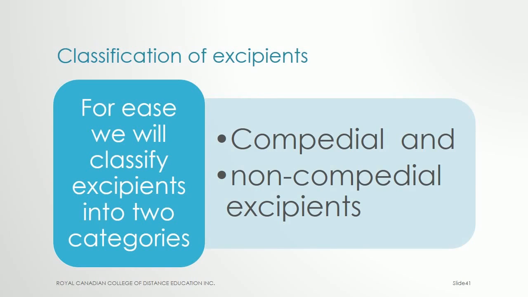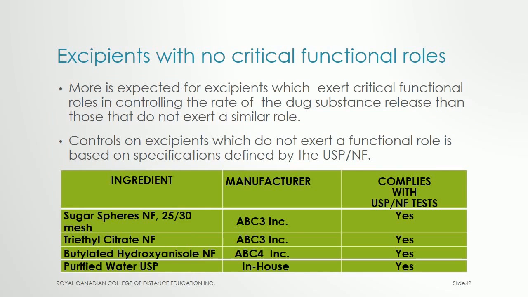Classification of excipients. First, we will classify excipients into two categories: compendial and non-compendial excipients. Some excipients play a critical role in the drug products while others don't. Excipients which exert critical functional roles in controlling the rate of the drug substance release require different types of specifications from others. Controls on excipients which do not exert a functional role are based on specifications defined by the USP or the National Formulary, NF.